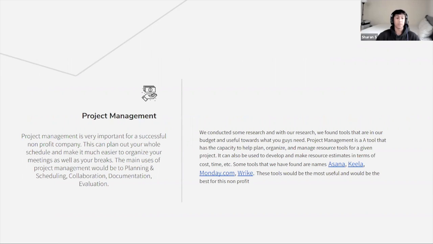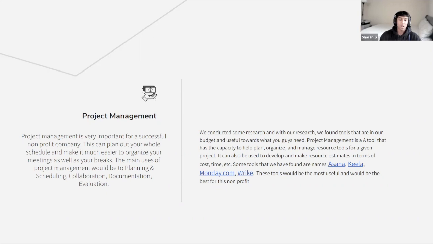So now for the project management tool. Project management is very important for a successful nonprofit. This can plan out our whole schedule and make it much easier to organize your meetings as well as your breaks. The main use of project management would be planning and scheduling, collaboration, documentation, and evaluation.